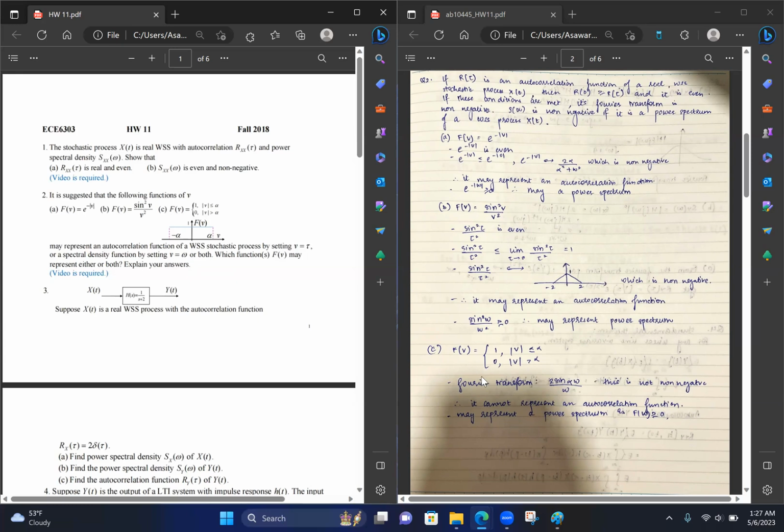But if we put omega here, then f(omega) is greater than or equal to 0. So as f(omega) is greater than or equal to 0, it may represent a power spectrum. So in all these cases, the first two can represent an autocorrelation function, the third cannot, and all can represent a power spectrum. Thank you.